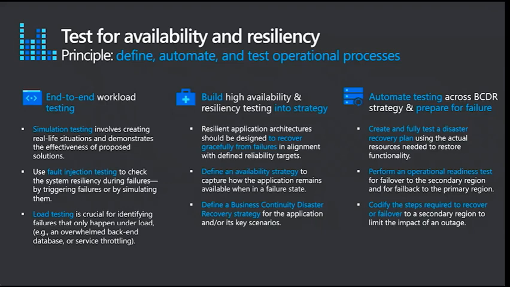You should have a complete plan to test a disaster recovery plan. There's no point in having a recovery plan that you have not exercised, and you don't exercise regularly to show that it works. You want to perform an operational readiness test for failover to the secondary region. You have these processes in place, test them to make sure that they work. And you want to codify the steps required to recover a failover. We're back to infrastructure as code and declarative programming, from an ARM template, for example, to codify the steps that are required to recover from a failover.